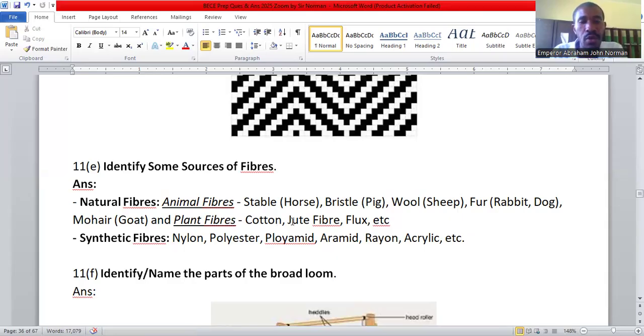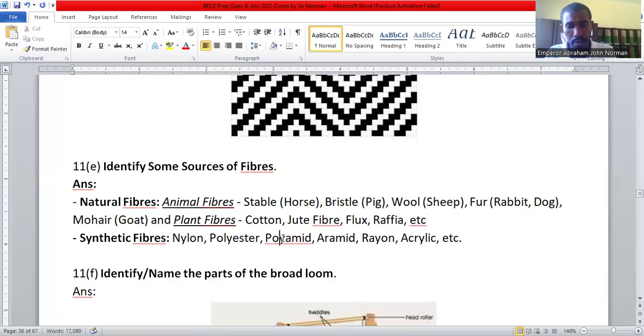We have cotton, we have jute fibers, we have flax, and I forgot to add raffia. So these are some of the natural fibers. And the synthetic fibers, we have nylon, we have polyester, we have polyamide, we have aramid, we have rayon, we have acrylic fibers. So these are some of the fibers we have available.